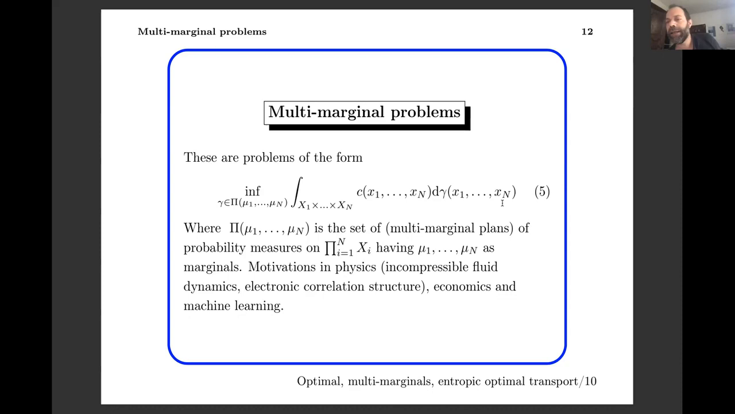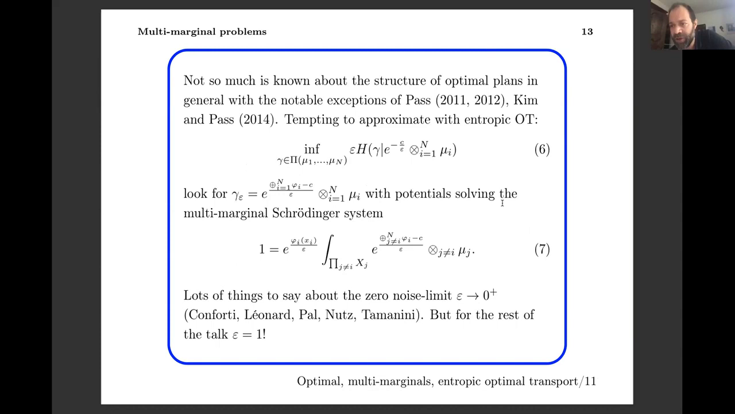So we can mimic in the multi-marginal case what we saw in the two-marginal case. Let me mention also that there are much fewer general results available in the literature in the multi-marginal case. For instance, there are no general results which say that the optimizers should be of Monge type or things like this. They are very scarce in the literature, with a few exceptions, like the work of Brendan Pass. So it's very tempting, at least numerically, for instance, to approximate the problem by entropic approximation. So we can guess that a good approximation of the previous multi-marginal OT is to look at the product measure, multiply by the Gibbs kernel, and try to make the relative entropy between the transport plan and this quantity as small as possible.